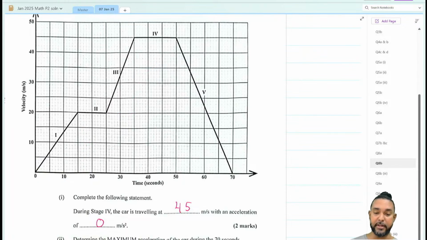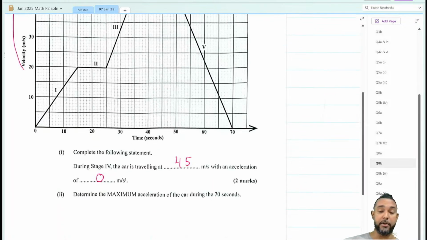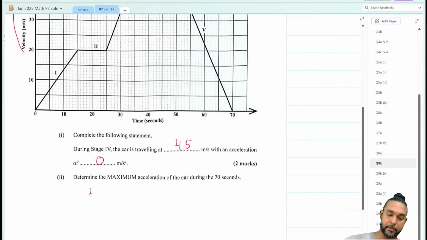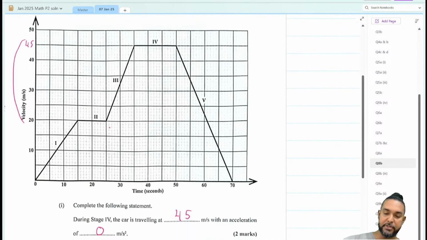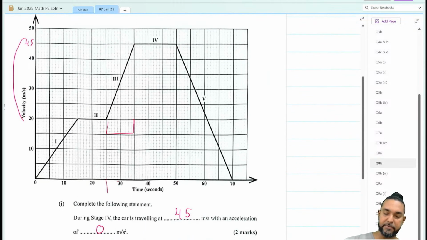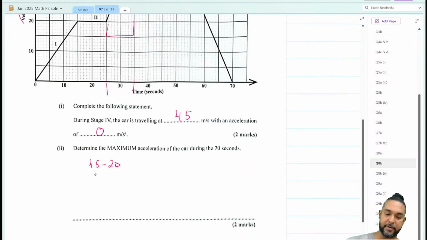So the change in velocity, that's 45 and that's 20, right? So 45 minus 20, and the change in time, that's from 25 to 30. That's 10 seconds, right? So 35 minus 25.